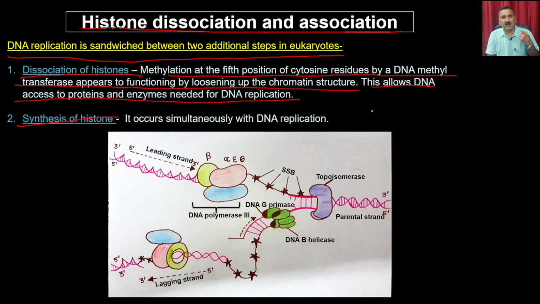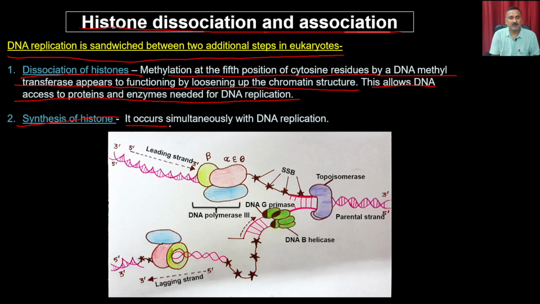Remember that the DNA and the histones are attached to each other by positive-negative, electrostatic interactions. So, once the cytosine in the DNA is methylated by the transferases, it is going to loosen the interaction between the histones and the chromatin structure, and that is how it allows the DNA access to the proteins and enzymes needed for DNA replication.